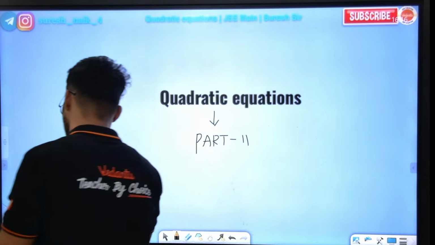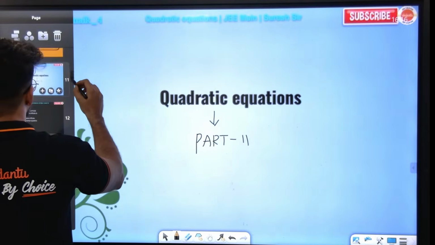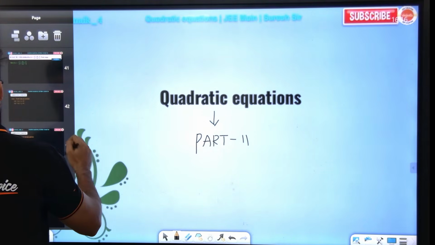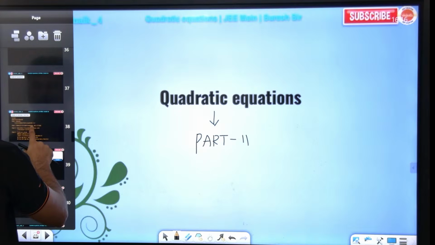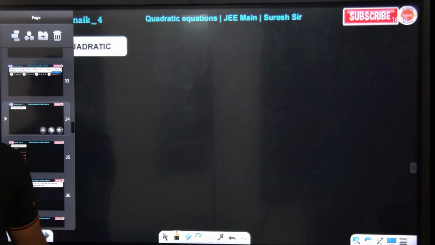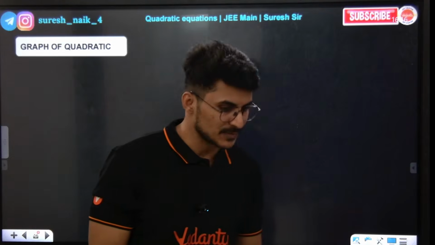Okay, that's great. Okay, so yesterday we were discussing what we were about to start, a graph of the quadratic, right sir? Graph of the quadratic. Yeah, the range, right? Okay, graph. Okay, so this is what I'm going to start now.